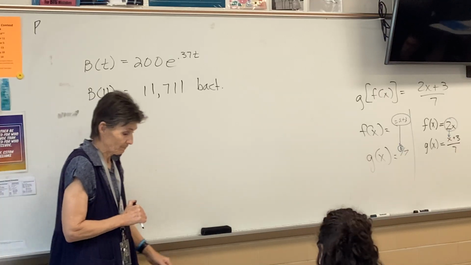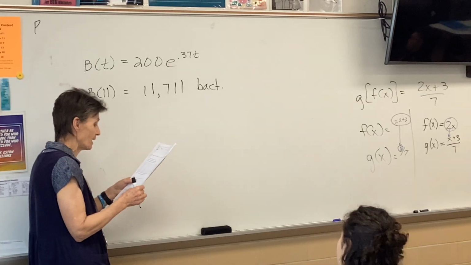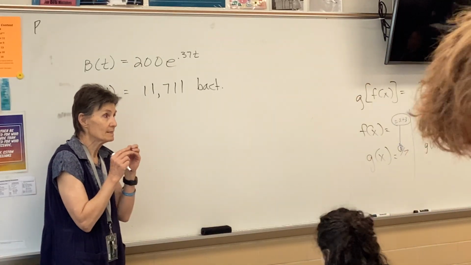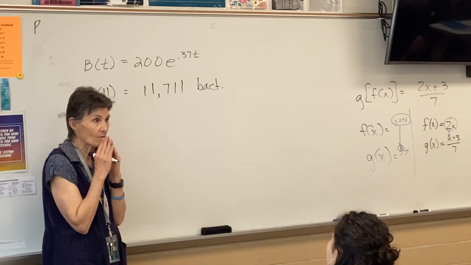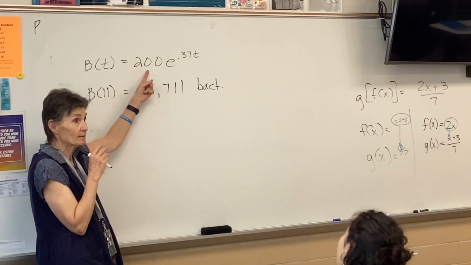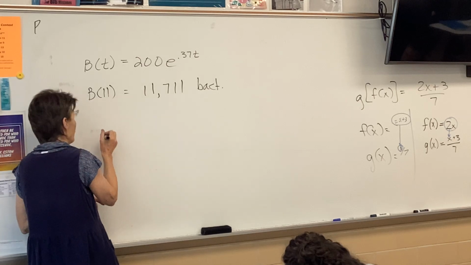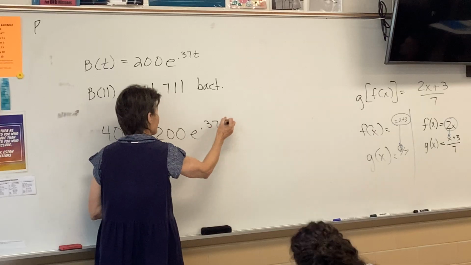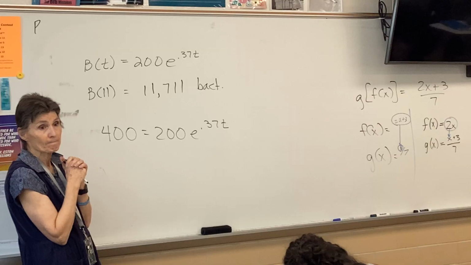All right. Find when the number of bacteria is double what we started with. Now, look at your equation. How many did we start with? 200. That's our initial value, right? So we started with 200. So we want to know, when will we have 400? Double? Does that make sense to you?